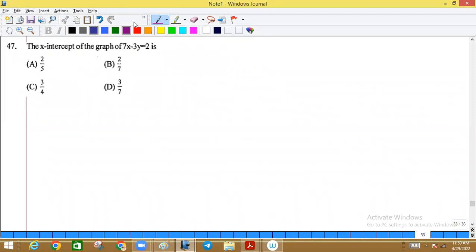The x-intercept of the graph: put y is equal to 0, 7x is equal to 2, x is equal to 2 by 7, right?